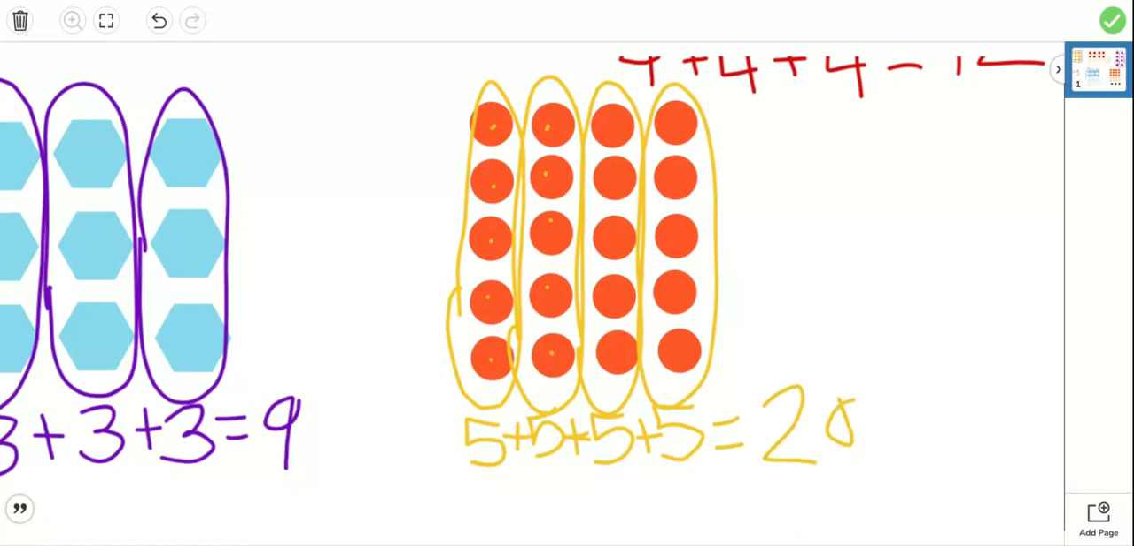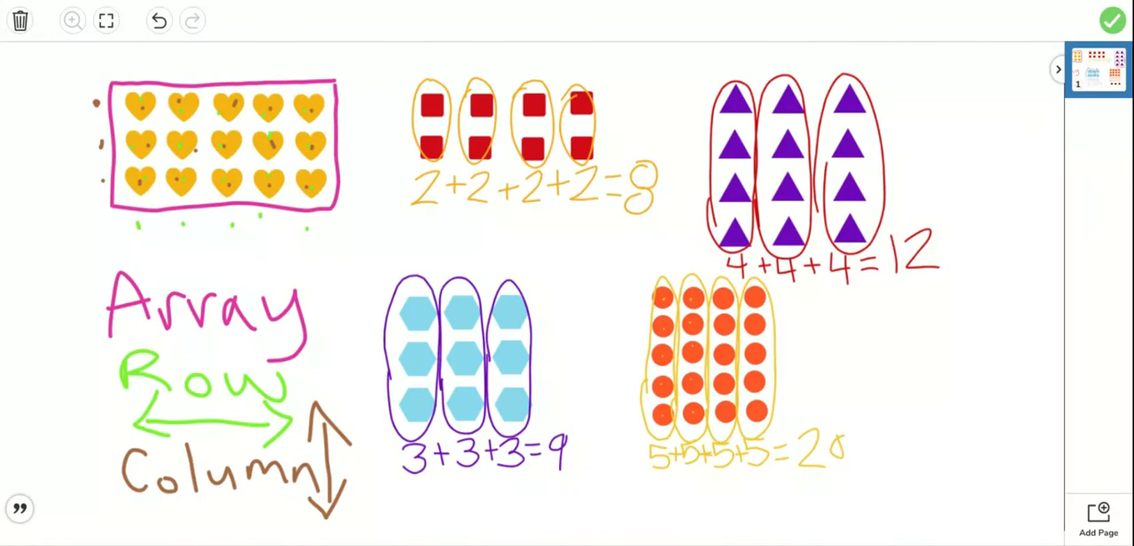All right, guys, so now it is your turn. With the worksheet pages 10 and 11, I want you to practice circling the whole column up and down and adding up how much is in each column with a repeated addition equation. So if this is 4 columns and there's 2 in each one, it's 2 plus 2 plus 2 plus 2 equals 8.